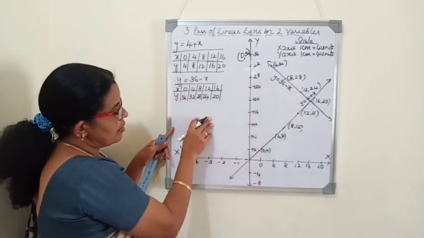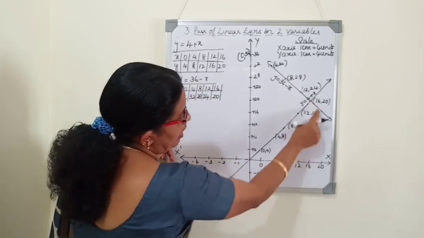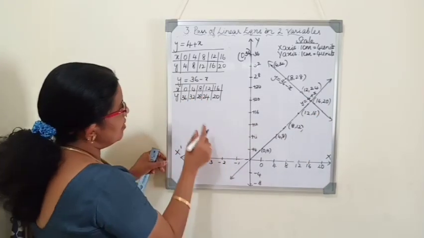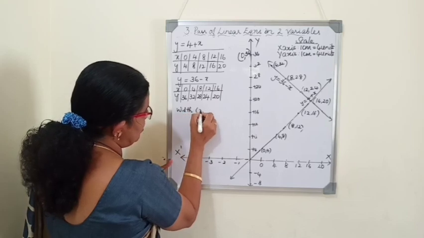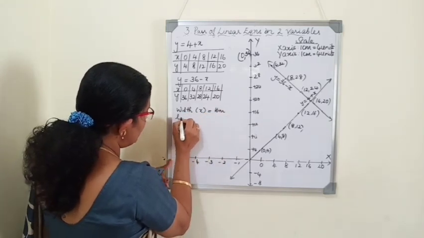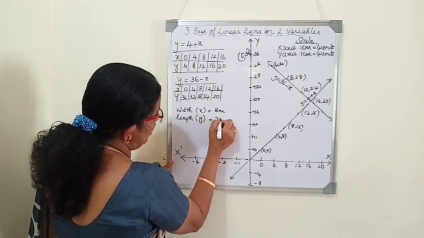So both the lines intersect at the point 16, 20, where the x coordinate is 16 and the y coordinate is 20. So the answer is: width of the garden x is equal to 16 meters and length of the garden y is equal to 20 meters.